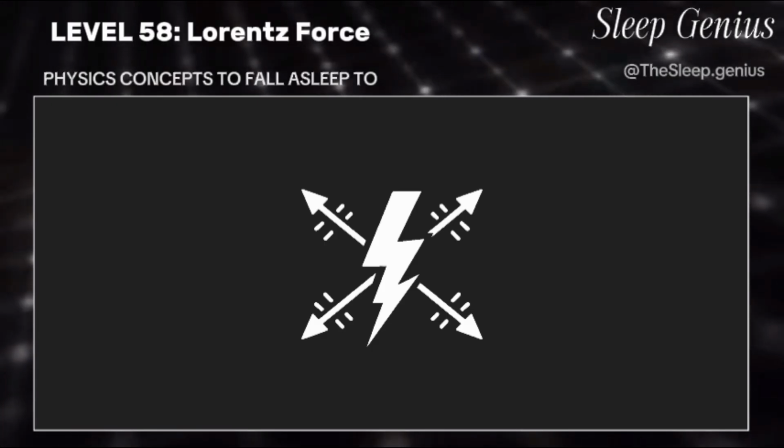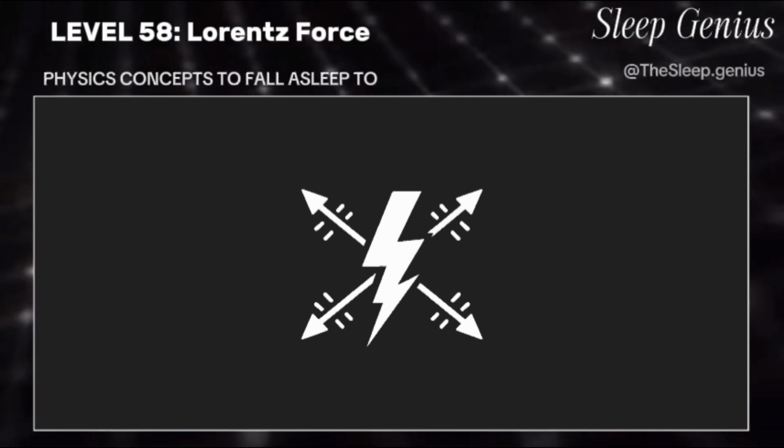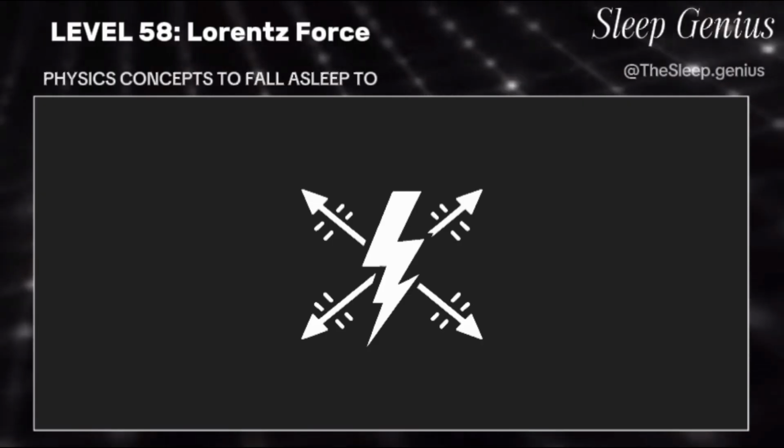The electric part can push or pull a charge. The magnetic part only acts when the charge is moving. The direction of motion, field direction, and force are all linked. The Lorentz force is formed by combining electric force and magnetic force. These parts work together as one system.